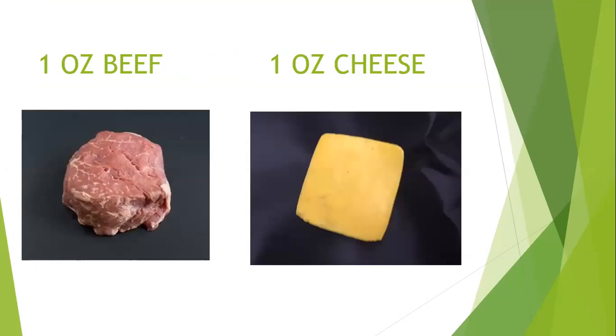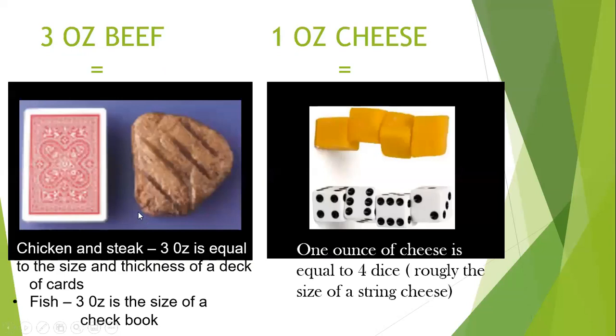So a meat exchange is 1 ounce of beef or 1 ounce of cheese. That's a slice of cheese. And 1 ounce of beef like this is probably served in 3 ounce portions, so that would be 3 meat exchanges. 3 ounces of beef is about the size of a deck of cards. Fish, 3 ounces, is the size of a checkbook. 1 ounce of cheese is equal to 4 dice, roughly the size of a piece of string cheese.